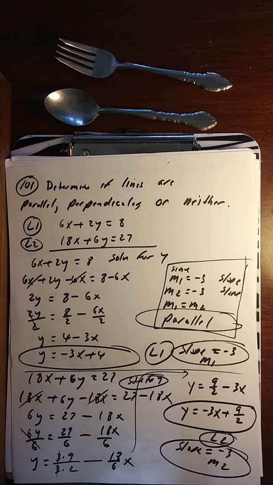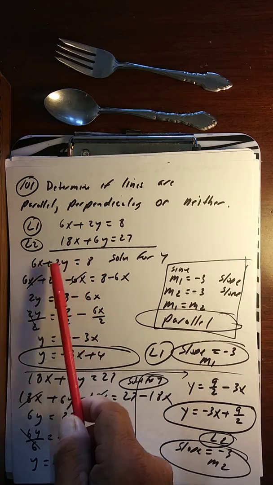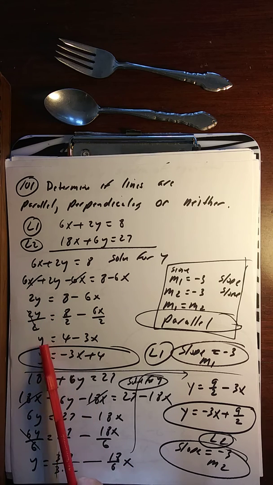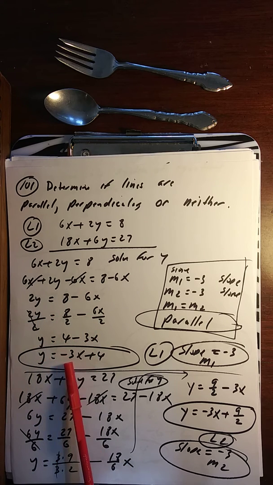Determine if the lines are parallel, perpendicular, or neither. So let's solve this one for y. Minus x, 6. So 2y equals this. Divide by 2. So y equals 4 that. So y equals negative 3x plus 4.